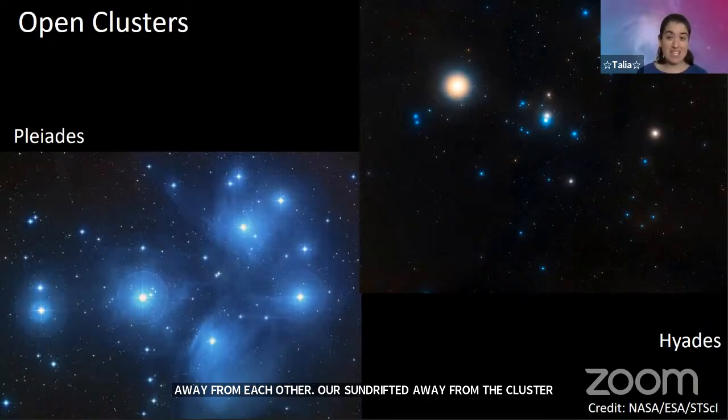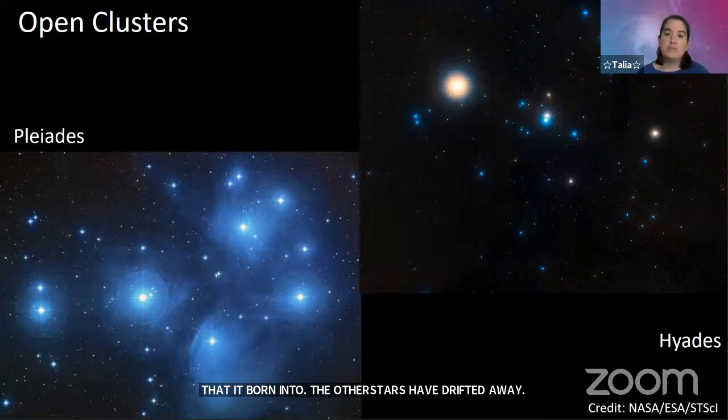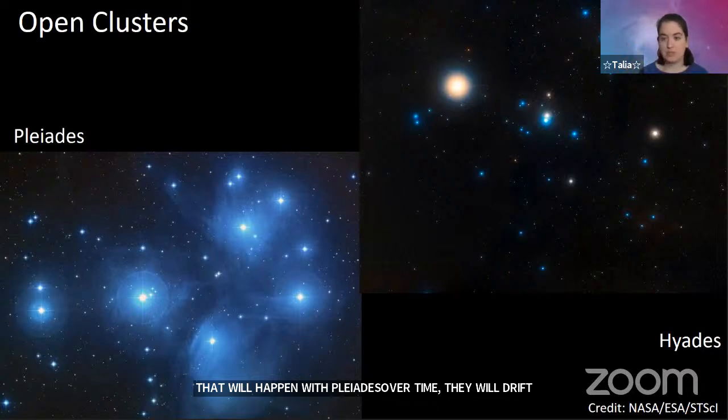And that's what's going to happen to the Pleiades over time. These stars are going to drift apart. So you don't tend to see old open clusters, which is why you can have so many young blue stars in them.